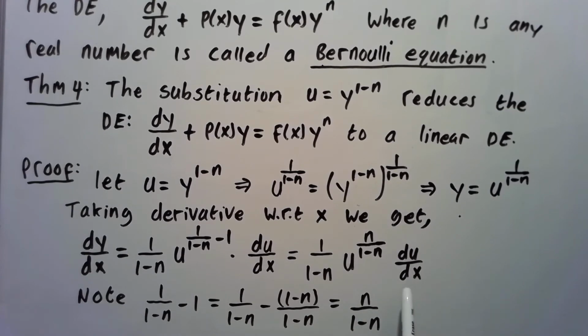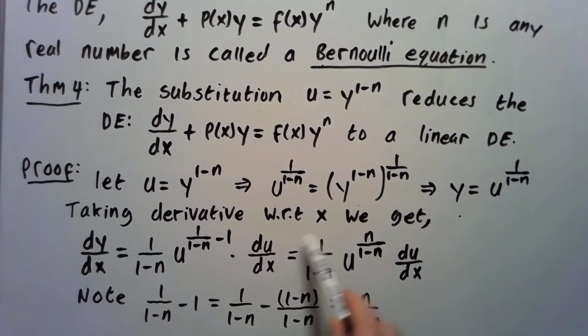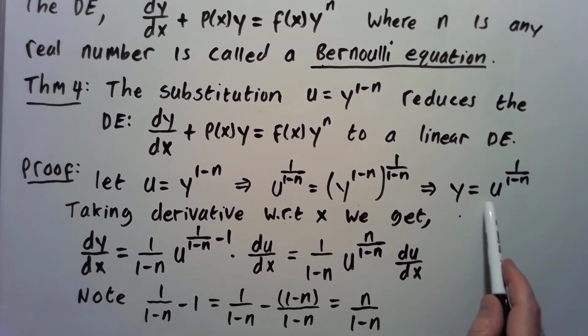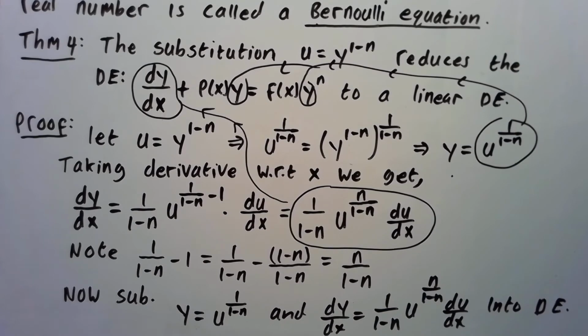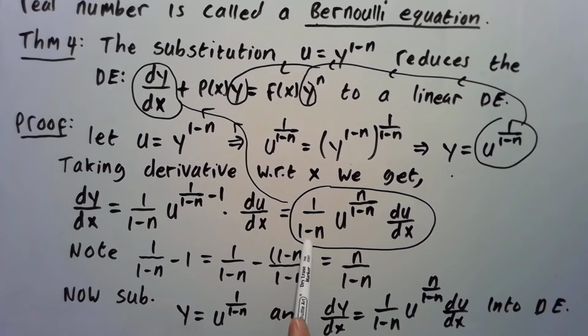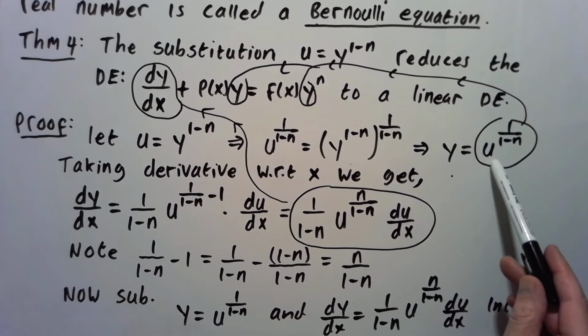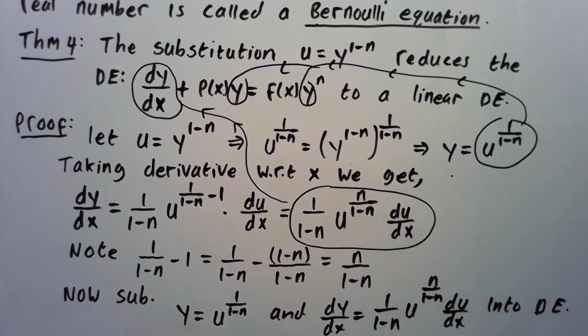Okay, so now I'm going to substitute in place of dy/dx up here this guy, and in place of y here and here, I'm going to do that. So again, in place of dy/dx, we're substituting the 1 over 1 minus n u to the n over 1 minus n power du/dx, and in place of y here and here, I'm substituting the u to the 1 over 1 minus n power. Okay, so I'm out of space, so I'm going to erase a few things and we'll keep going.